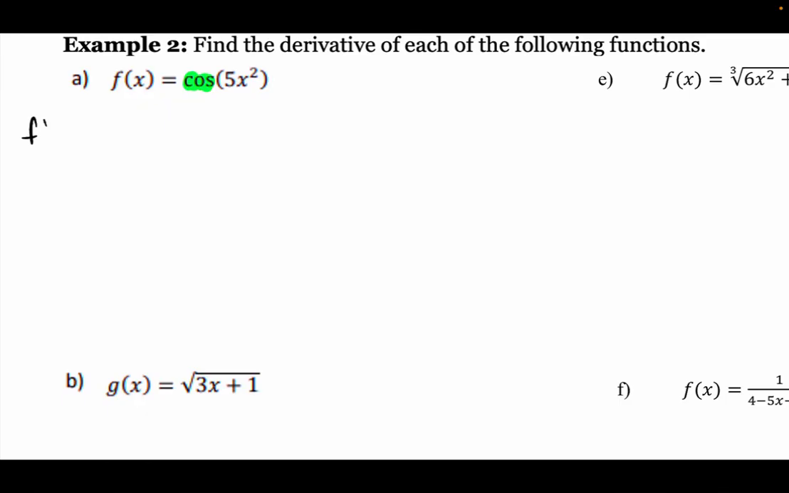So all I'm going to do first is find the derivative of cosine. What's the derivative of cosine? Negative sine. What do I do with the inside? Rewrite it. I haven't got to the inside yet. I'm just focusing on the outside right now. So the derivative of the outside is negative sine.